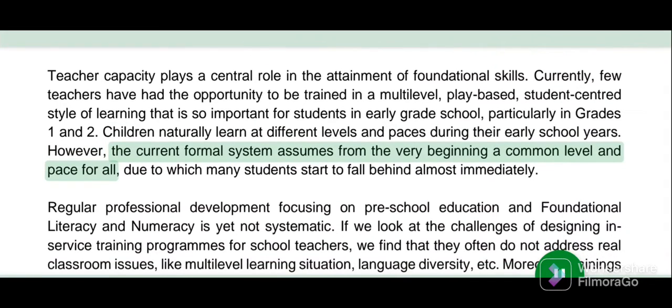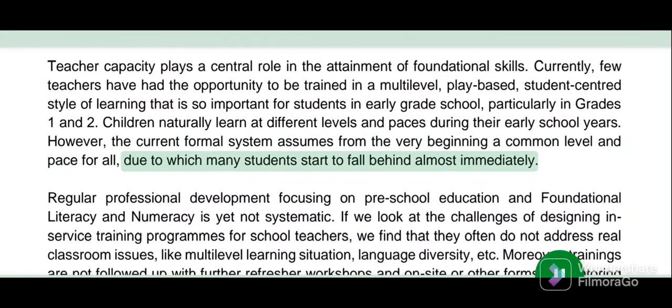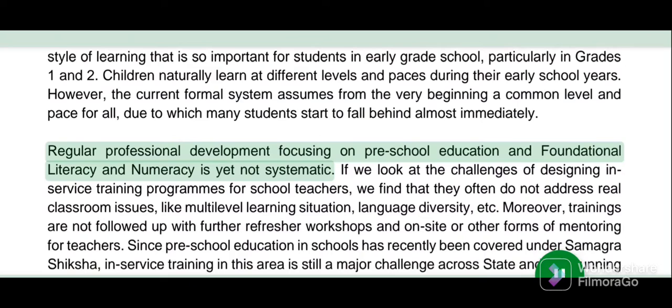However, the current formal system assumes from the very beginning a common level and pace for all, due to which many students start to fall behind almost immediately. Regular professional development focusing on preschool education and foundational literacy and numeracy is yet not systematic.